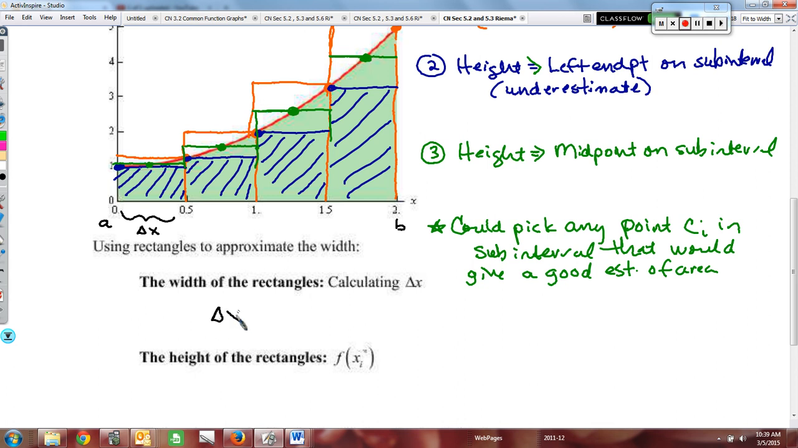Hopefully you can see that for my formula for delta x, I always subtract my endpoints of my interval and then divide by n, and that would give me my delta x. So that's a formula you're going to need to know for your delta x.